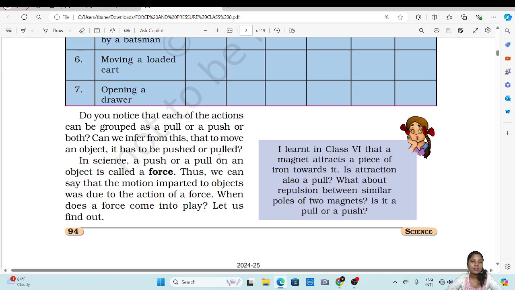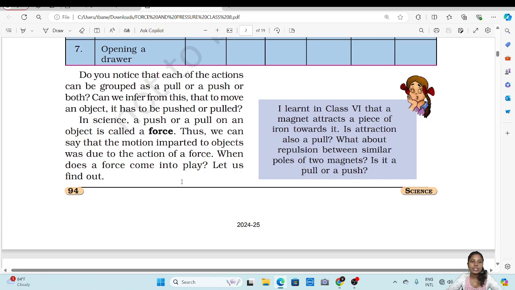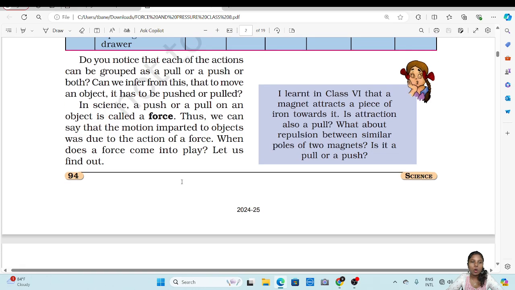So in science, a push or a pull on an object is called a force. When you push or pull an object, it is termed as force. Thus, we can say that the motion imparted to objects was due to the action of force. So if there was any motion in the object, we can say that it was due to the force that was applied onto that object.